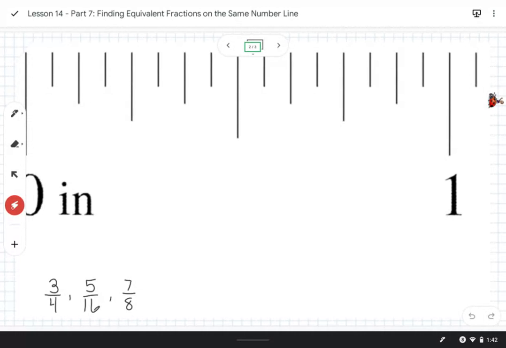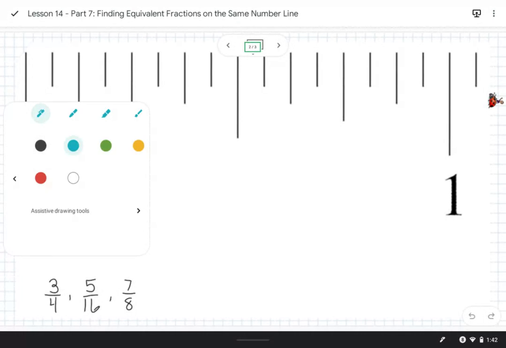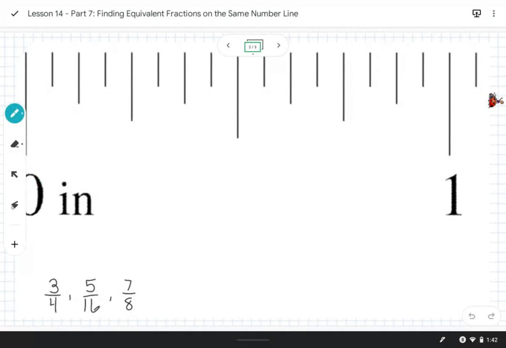Okay, so let's go ahead and start. We have 0 to 1, and we see this line here. It's a little bit larger than all these other lines, isn't it? It's a little bit longer. It's not quite as long as the 1 inch line, the 0 inch line, but it's longer than all the rest. And that's pretty typical of how rulers are organized.